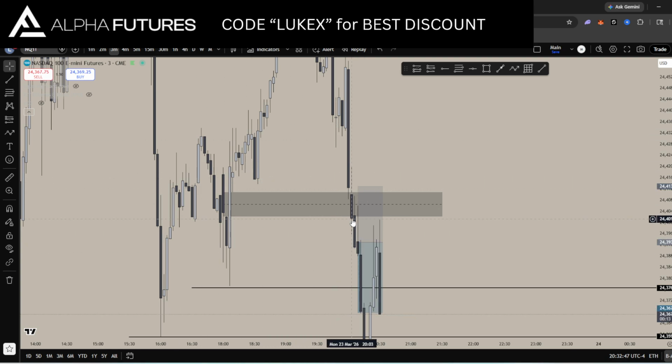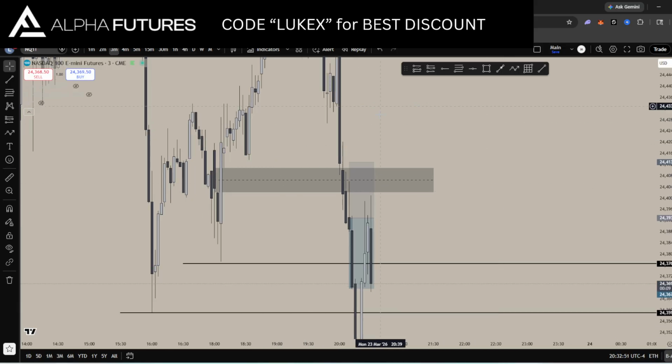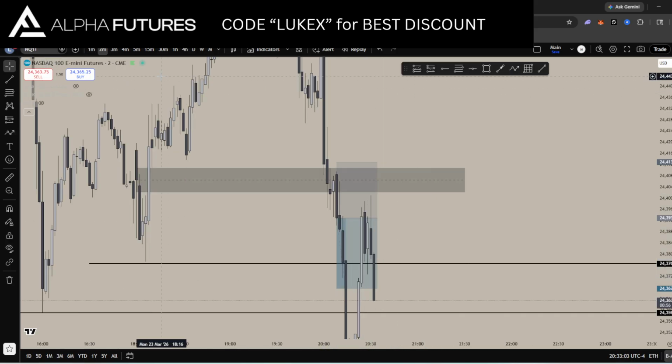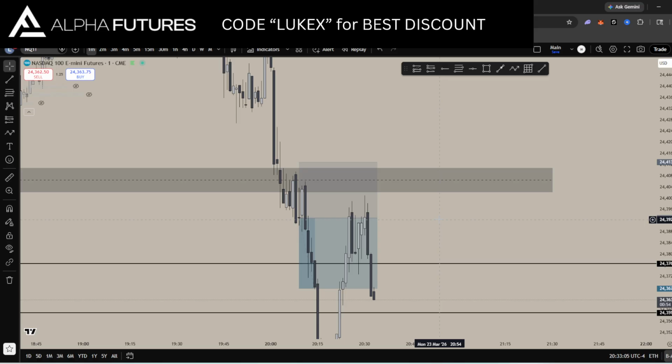So after we inverse it right here, I'm not just going to jump in and inverse, even though this would have worked. I'm just using this as confirmation. I'm seeing price inverse this 3-minute gap. This is telling me price is likely going to want to continue lower. So I'm waiting for a retrace, and I'm looking for shorts down here, right? At this point, I'm literally just waiting for a CISD. I'm waiting for some type of entry.